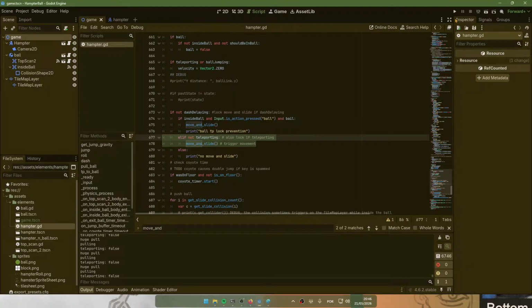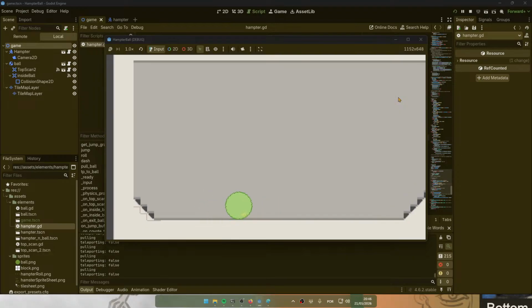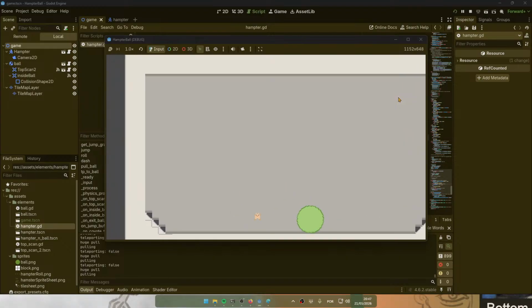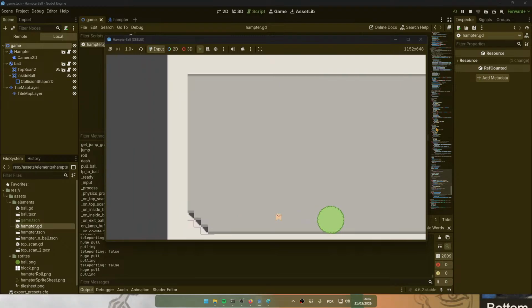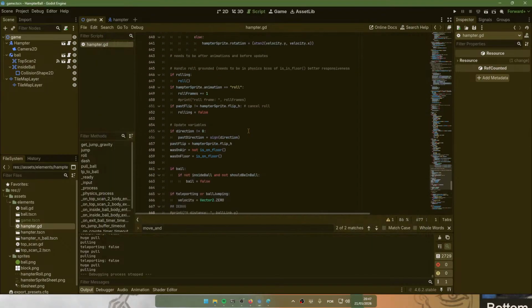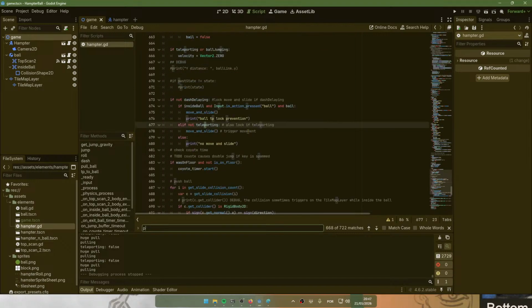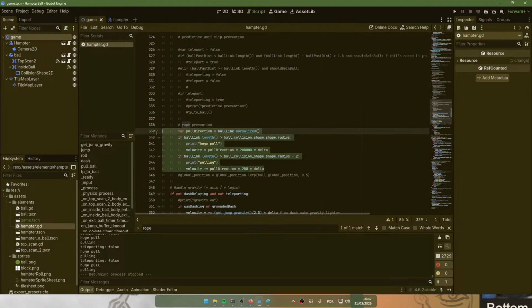What? Dude, I'm getting insane. What do you mean there's no... I mean, makes sense. I can move and slide. Yeah, sure. So what is this? Oh, this is the pulling. Is this the pull? Hold on. Let me see. Pull. Rope. Rope prevention. Let's see if this is the culprit.